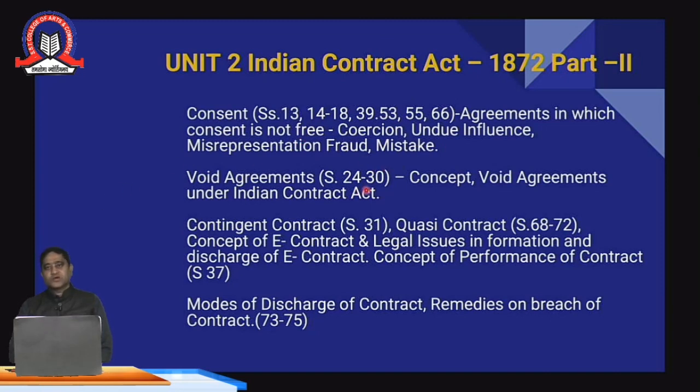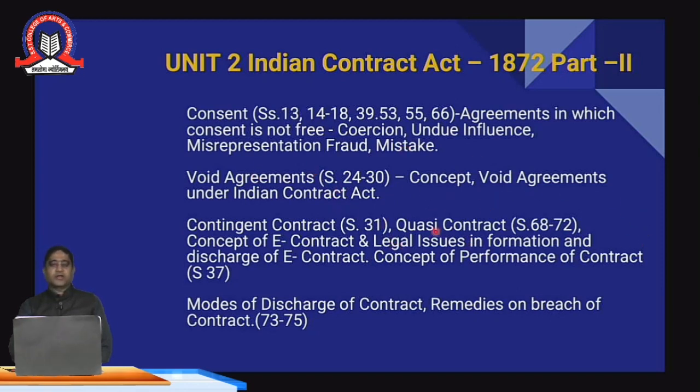Students, we will also make you understand, under Section 24 to Section 30 of the Indian Contract Act, void agreements. We will make the concept clear: what you mean by void agreements, when agreements are valid, and what is the difference between a void agreement and a valid agreement. Under Section 31 and Sections 68 to 72, we will make you understand the contingent contract and the quasi contract.